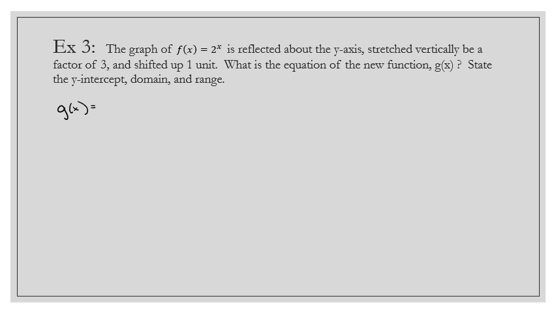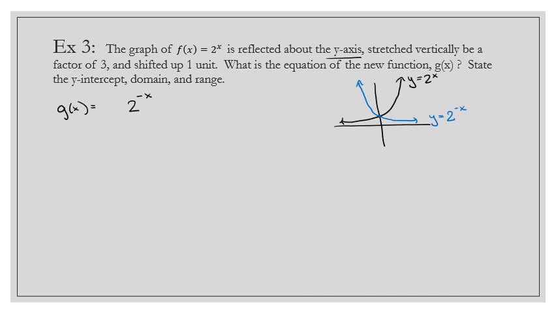Okay, so we're going to start with our function 2 to the x. When we reflect it about the y-axis, it becomes 2 to the negative x power. So over here on the right, if I start with the graph of 2 to the x, reflect this about the y-axis, we go from exponential growth to exponential decay once we reflect it, and this is 2 to the negative x power.